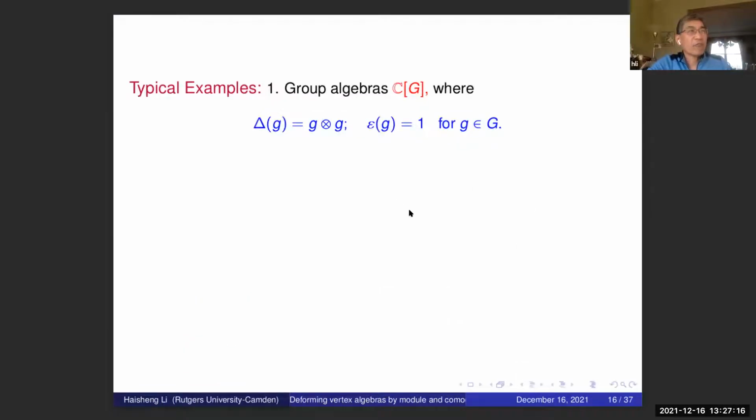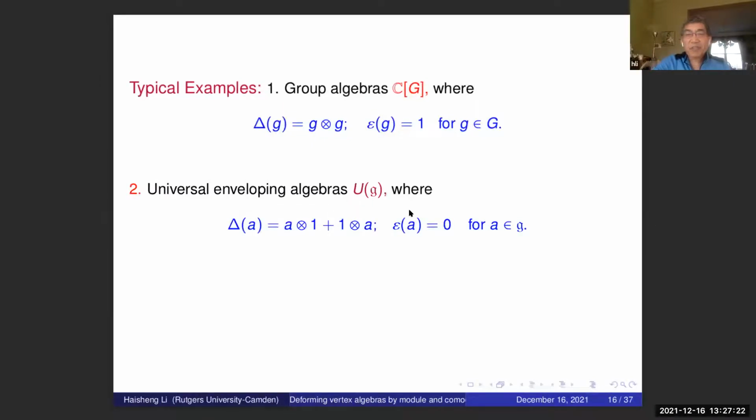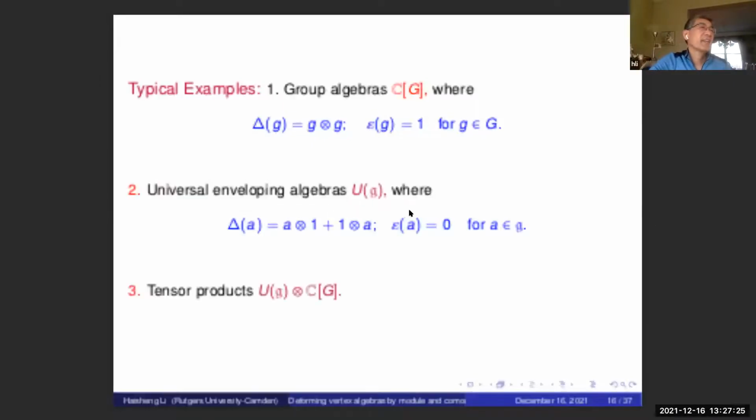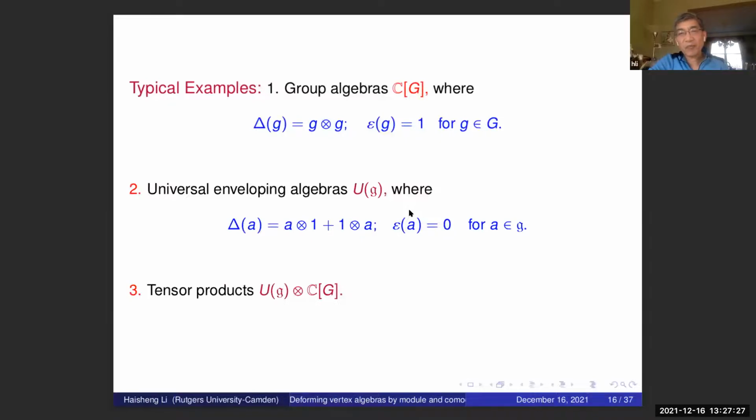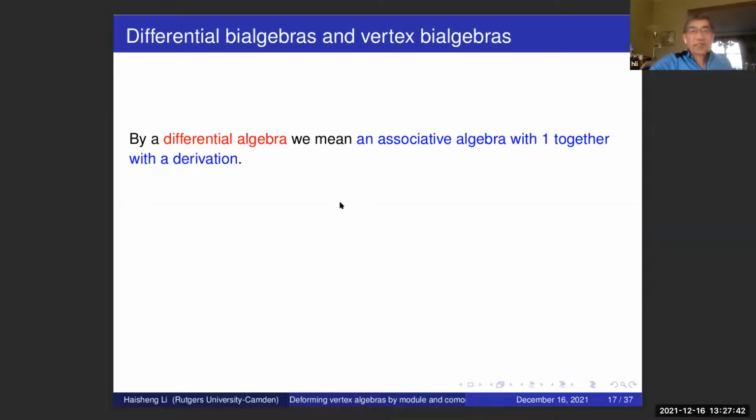And a quick example, of course, for coalgebra, bialgebra, so group algebra is one. Another one, of course, the universal enveloping algebra. And then the tensor product. We all know that these basically roughly give you all those good Hopf algebras, right? Certain cocommutative and pointed ones, so they give that. Okay, and then let's try to go further, relate this to vertex algebra stuff.